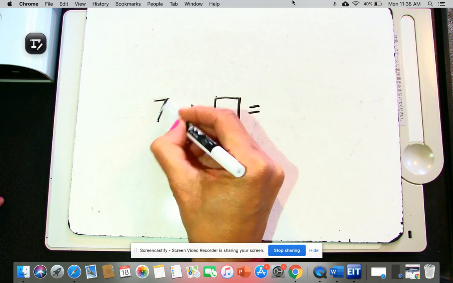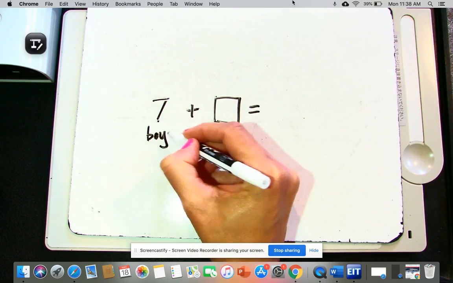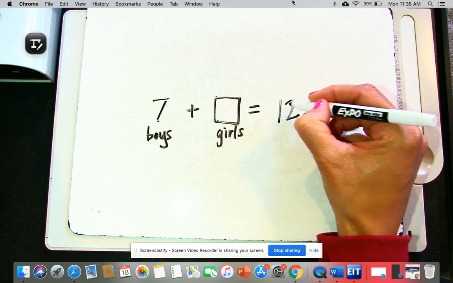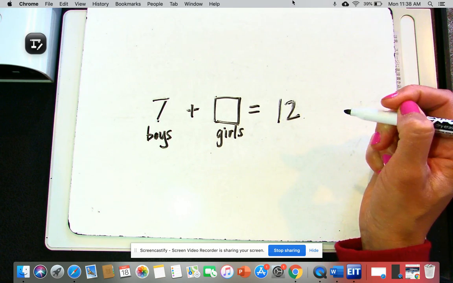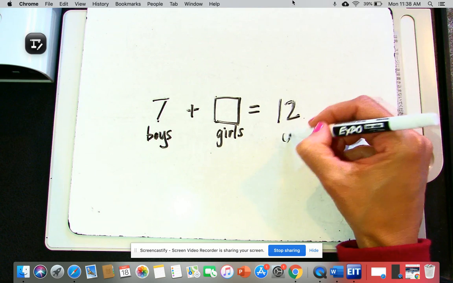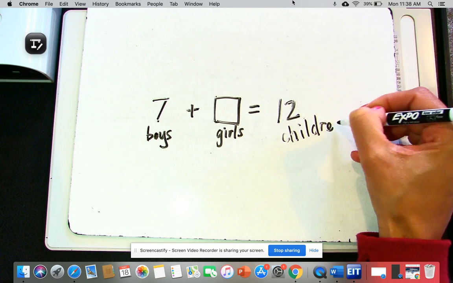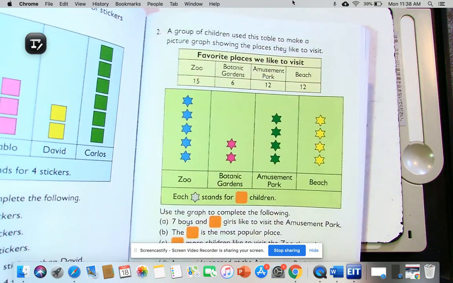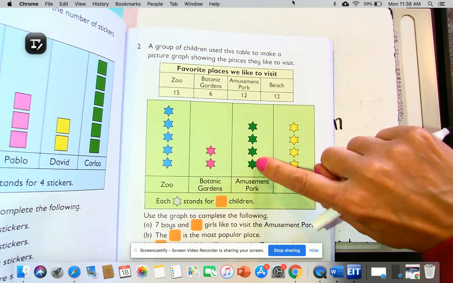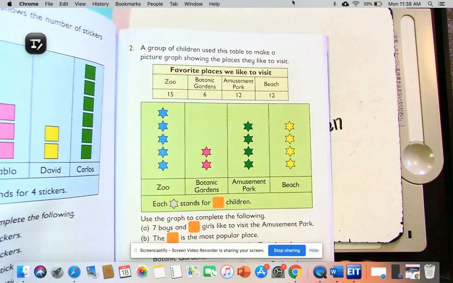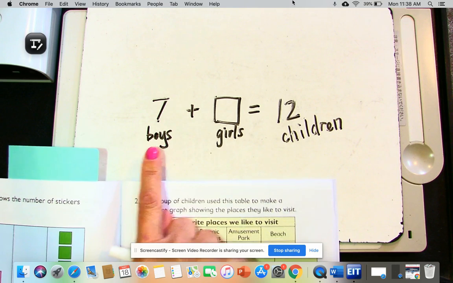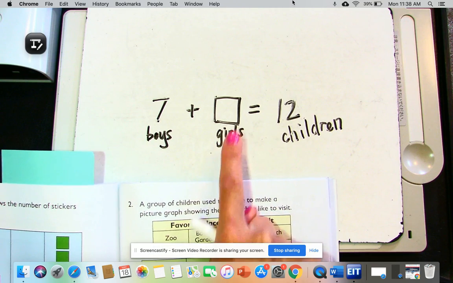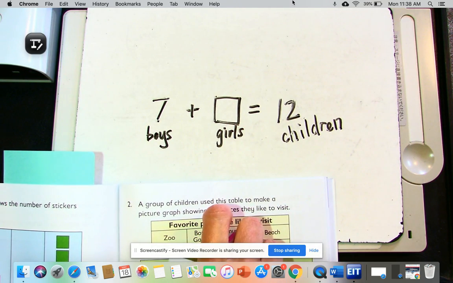So we're kind of trying to find a missing part, right? We know there's 7 boys. I'm not sure how many girls, but we know there are 12 altogether, 12 children like the amusement park. So we could write 12 children. Looks like my marker is going out. Because we know that 12 kids like the amusement park. 3, 6, 9, 12, 12 of them. So we can think about, well, if there are 7 boys, we need to figure out how many girls make 12 children. So to find the missing part, we subtract, right?